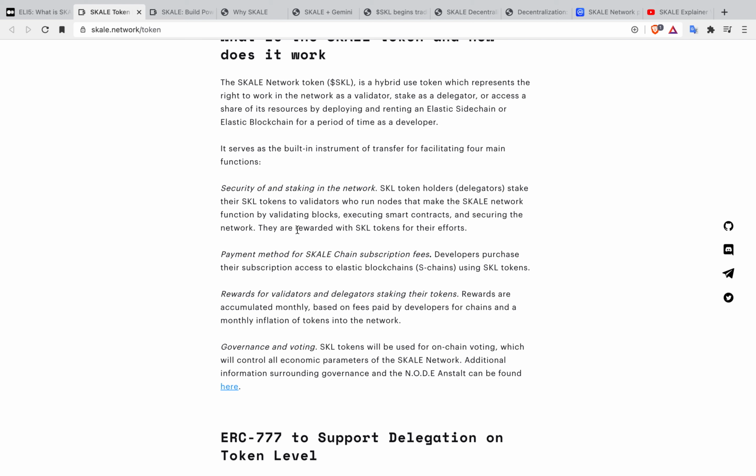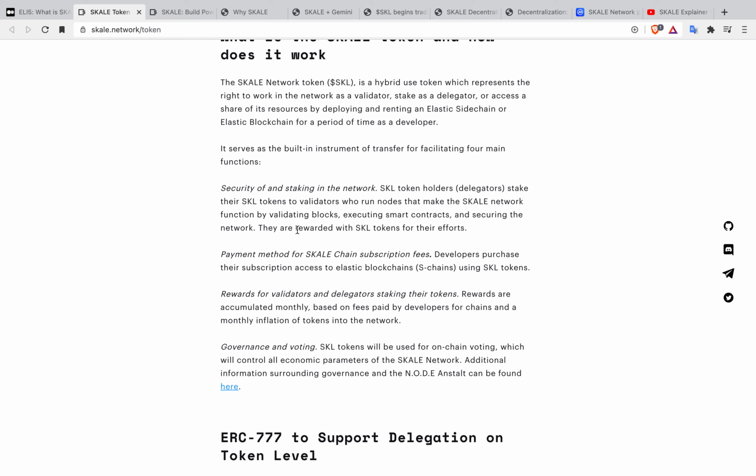So what's my point? My point is, in order to run nodes to make the SKALE network function by validating blocks, executing smart contracts, and securing the network, all of those staked tokens being handed over by those delegators are safe in the SKALE blockchain. And this is what they really want you to understand. They reward with SKALE tokens for their efforts, of course.